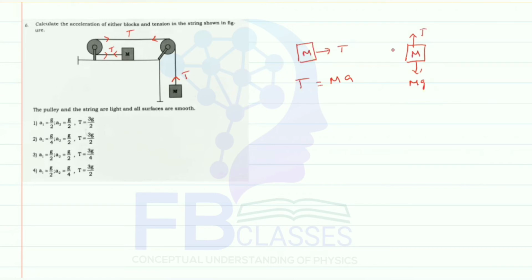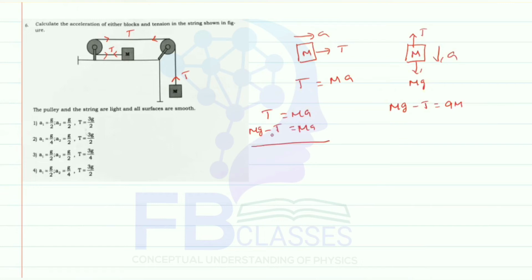Now let the acceleration of the first block be towards the right and the acceleration of the second, hanging block be downwards. So mg minus T is equal to ma. Yes or no? So now here I am going to write T is equal to ma, and the second equation I am going to write here. So mg minus T is equal to ma.